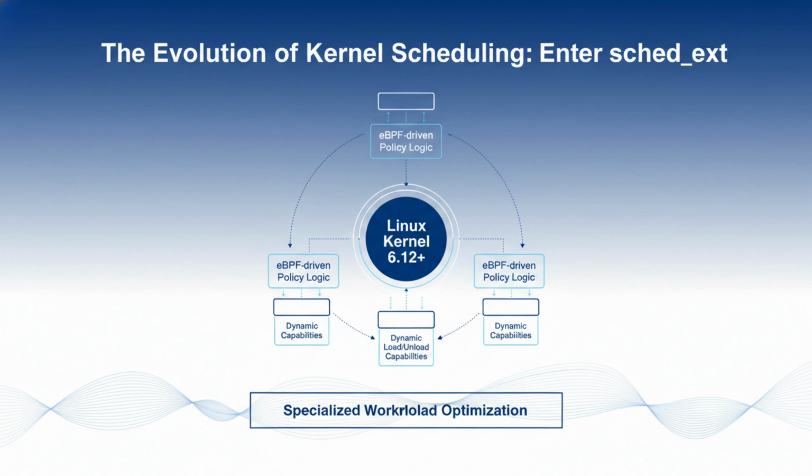Welcome to this deep dive into the next frontier of Linux kernel architecture. For decades, the completely fair scheduler and the recent eBPF have governed how tasks are distributed across CPUs. However, as infrastructure engineers managing ultra-scalable systems, you know that generic scheduling often fails specialized workloads. Enter SCHED-Ext, a revolutionary framework introduced in Linux Kernel 6.12.